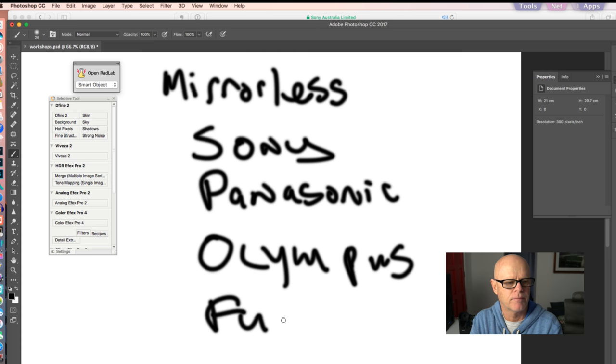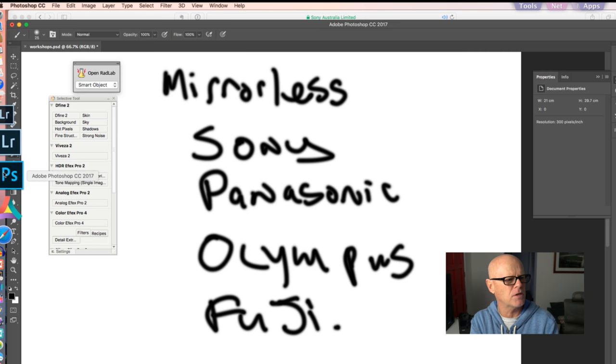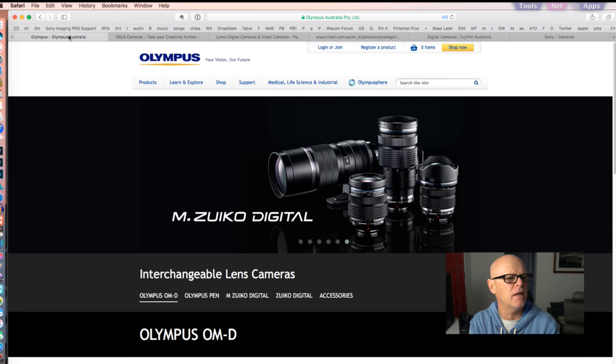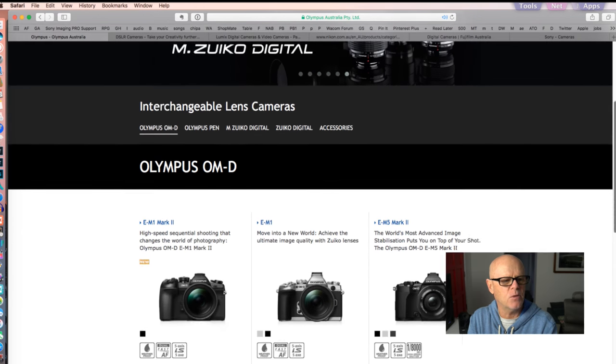And Fuji. Now I'm going to go over to this website again and we'll look at some of those, because they're all really good systems as well. So if you're looking at Olympus, there's quite a few good cameras.